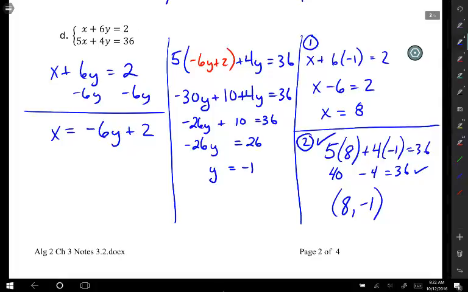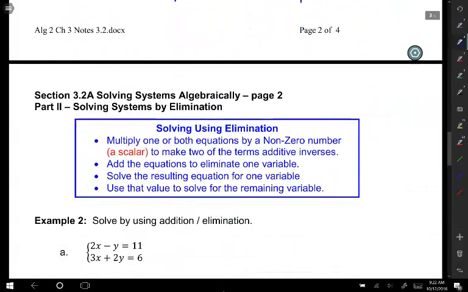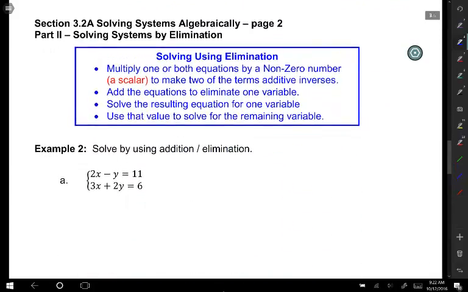Pretty straightforward? Yeah. What happens if you check and you don't get 36 equals 36? Did something wrong. We made a mistake. All right? Which might happen. All right. Let's take a look at the other type of solving.